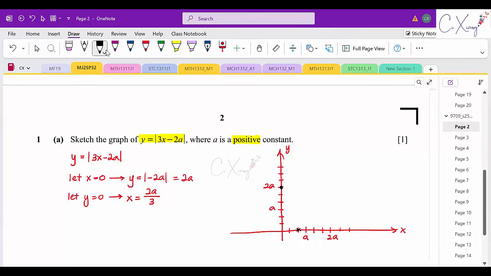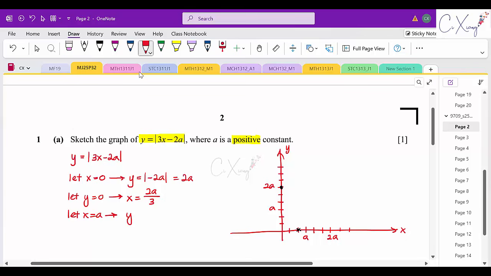Then maybe I also substitute another value. Maybe I substitute x equals a. If I'm having x equals a, then what's the value of y that I have? I will be having 3a minus 2a, which equals a. So that means another point is here, a and a.